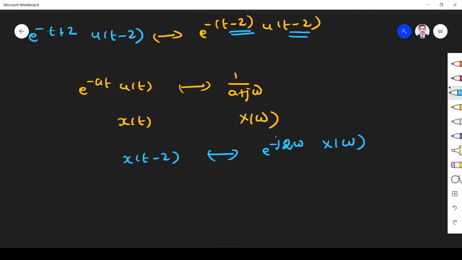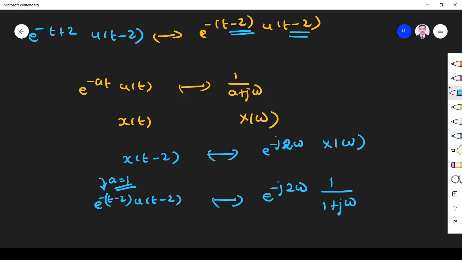So the Fourier transform of e power minus t minus 2 u of t minus 2 is given by e power minus j2 omega times x of omega. Here a is equal to 1 in e power minus at, so x of omega is 1 by 1 plus j omega. Simple problem. This is the Fourier transform of the fourth problem, right?